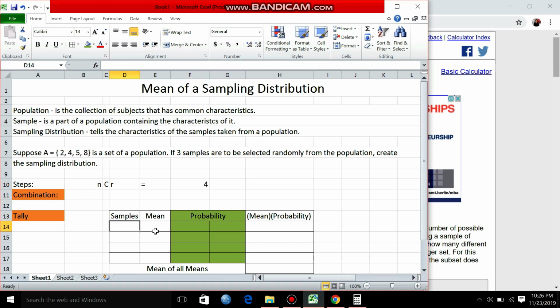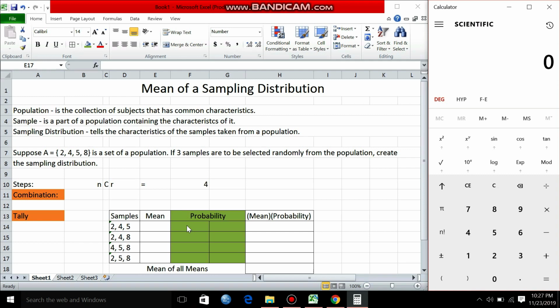So basically, the first set of samples will be 2, 4, and 5 respectively. Next, we can have 2, 4, and 8. Then we can also have 4, 5, and 8. Then lastly, we can have 2, 5, and 8.